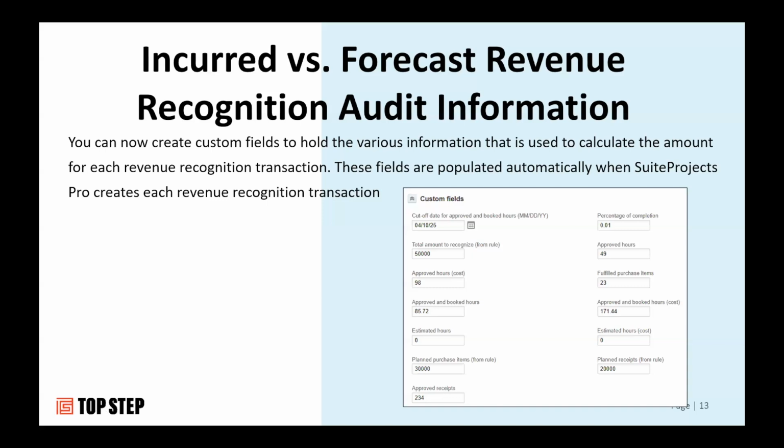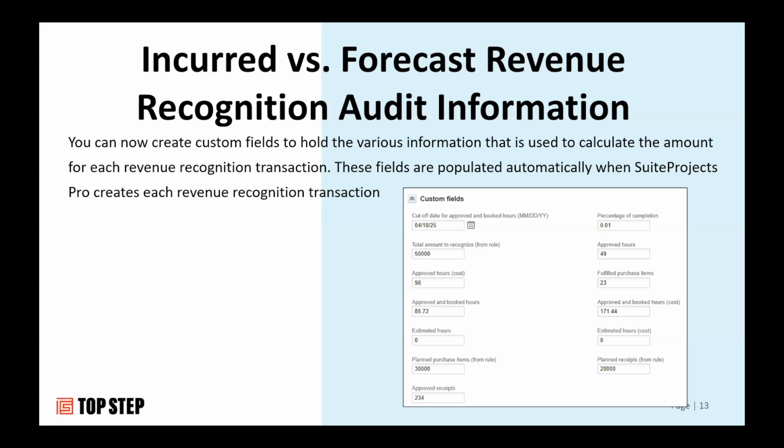Incurred versus forecast is a very popular one because it allows you to use bookings rather than project assignments or tasks. And a lot of customers are moving towards more of a booking model. But also, if you want to factor in cost of the resources as part of this percent complete method, it allows you to do that.